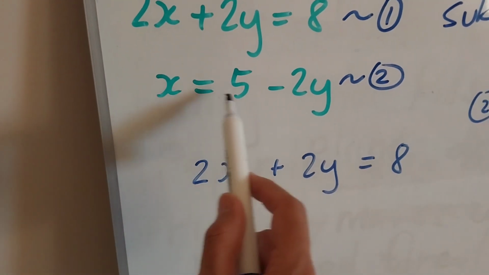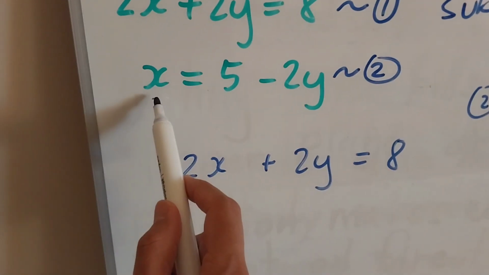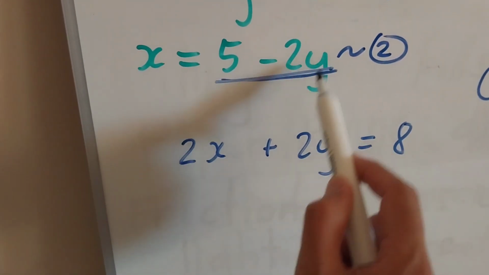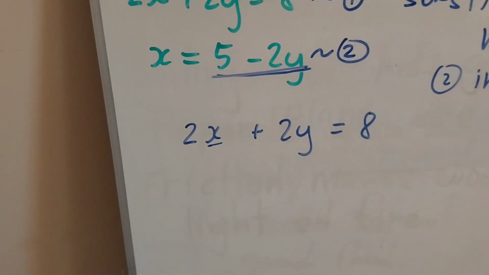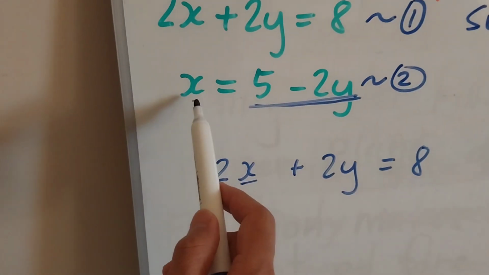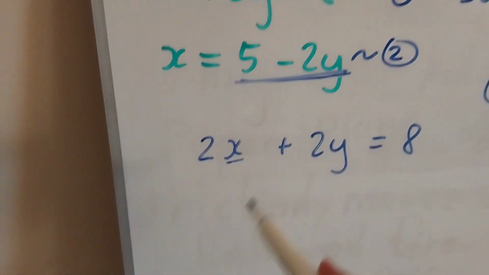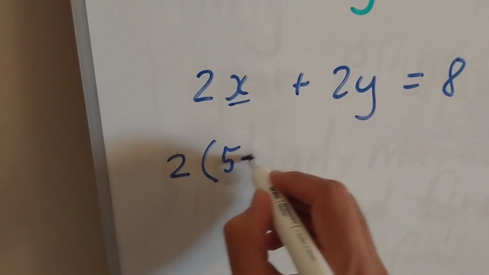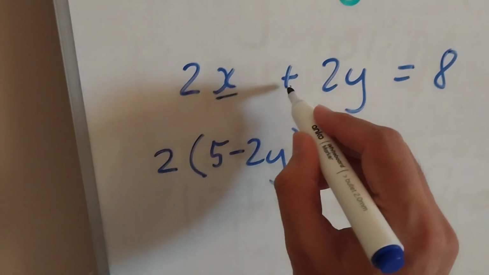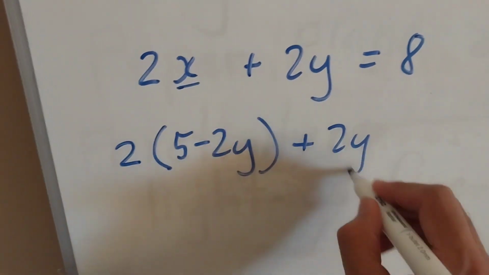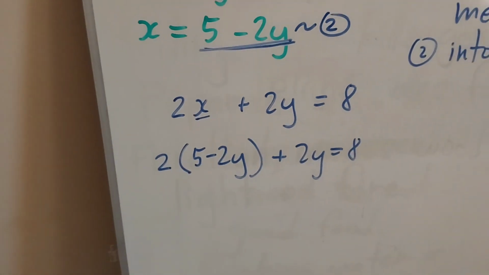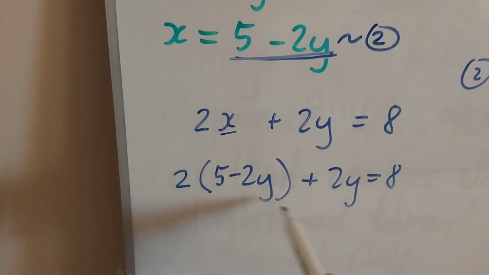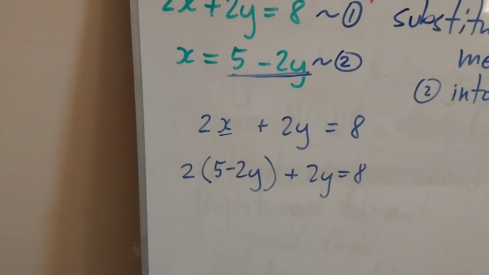See, it says x equals 5 minus 2y. The value of x is equal to 5 minus 2y. So that we will put in place of x, because that is the definition of x. It is 5 minus 2y. So 2 into (5 minus 2y), and then plus 2y is equal to 8. So instead of x, we're writing equation number 2 over here. That is putting equation number 2 into equation number 1.